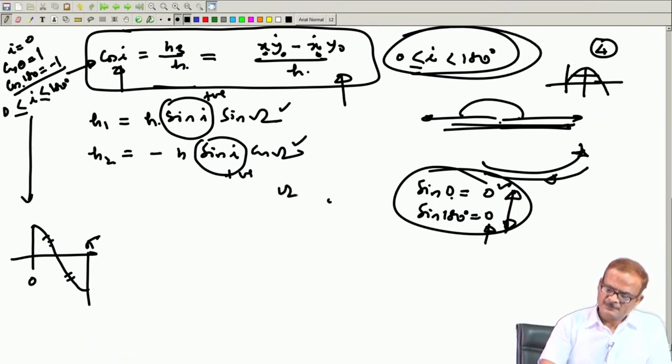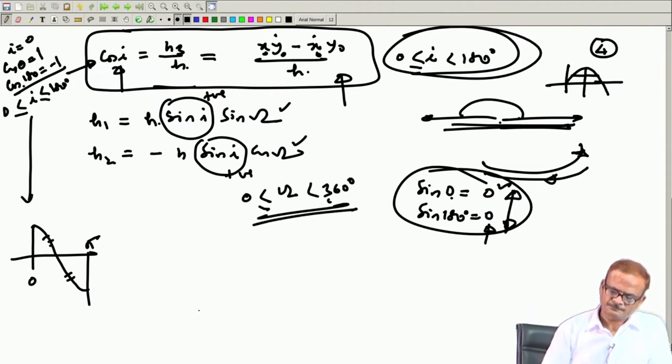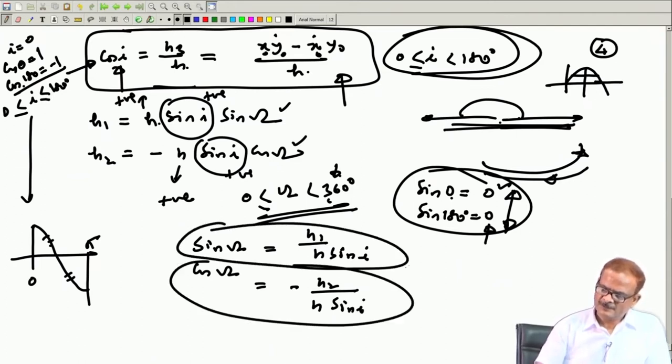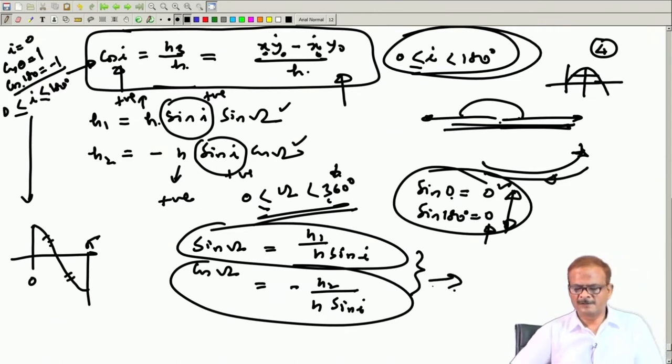This quantity capital omega varies between 0 and 360 degrees, so we have to fix it up. How do we fix it up? We know this quantity is positive, and here this quantity is positive. So if we know from this place sin capital omega and cos capital omega, which will be nothing but H1 divided by H sin i and minus H2 divided by H sin i, then depending on the sign of both of them we will be able to resolve in which quadrant they are going to lie. It's a very simple resolving. So this is the objective.